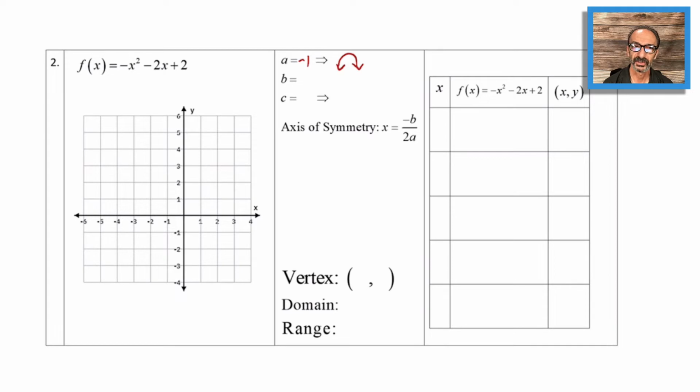Instead of writing "opens down," I'm just graphing a graph that opens down. B is negative 2. We need it for the axis of symmetry. C is 2 also, which is the y-intercept. So the graph is going to cross the y-axis at 2. Keep that in mind.